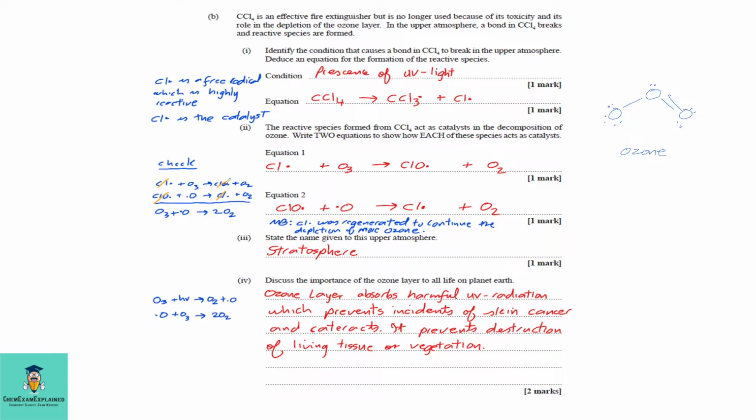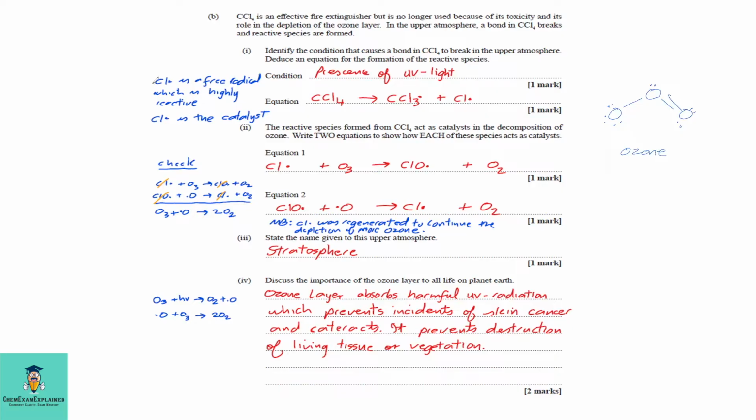Here we have ClO radical on the right-hand side, and here we have ClO radical on the left-hand side. So we simply say O3 plus oxygen radical to produce two oxygen molecules. And this is how we check that these two equations are correct. Again, this is showing the destruction of ozone.